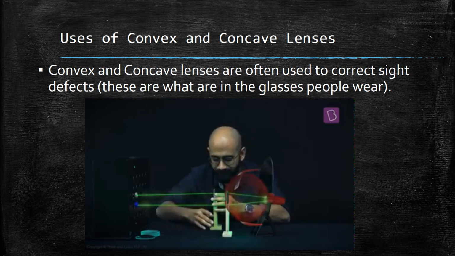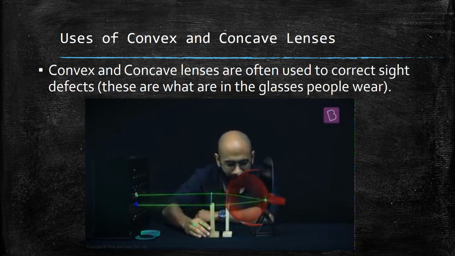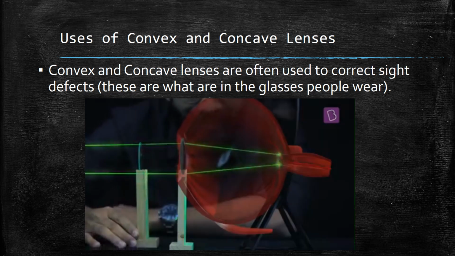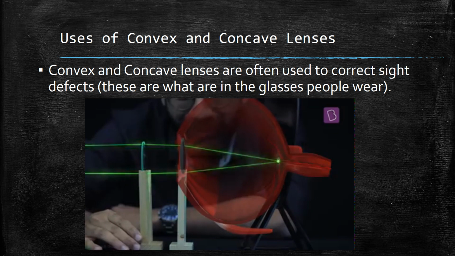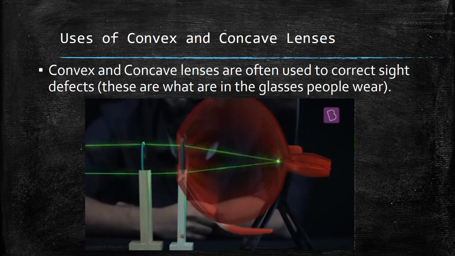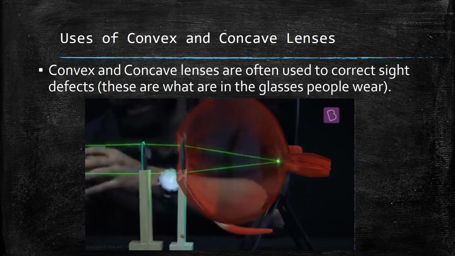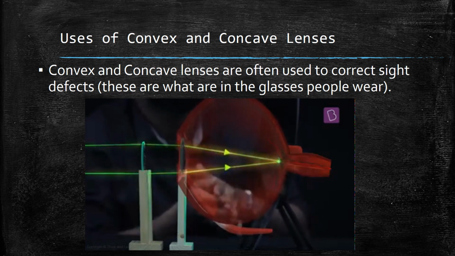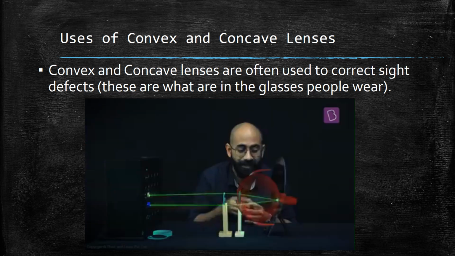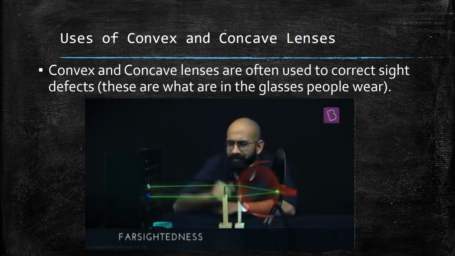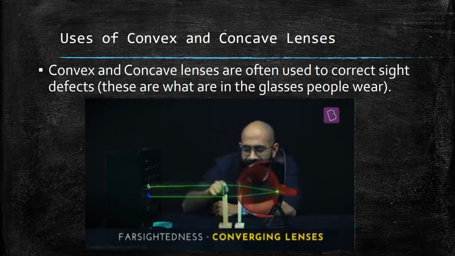Look at what happens. You see that? The moment I bring the lens, the rays now intersect on the retina. And this is happening because the incoming rays are first converged by the corrective lens, and then the eye lens can further converge those rays onto the retina. And therefore, this person can now see a clear image of those objects that are close by. So this is why a person with farsightedness requires spectacles with converging lenses.